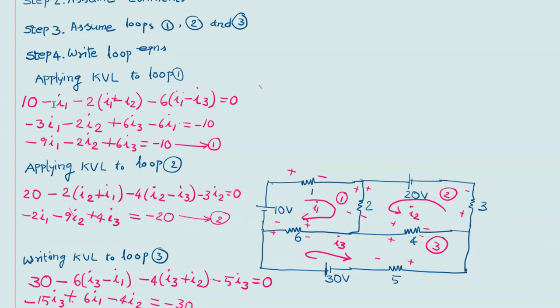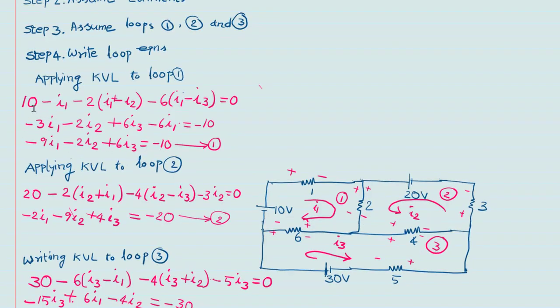Write the loop equations, applying KVL to loop 1. This is loop 1. You start at one point, say the voltage supply element here. In this direction, first we get negative, next positive. So we call this a voltage rise.